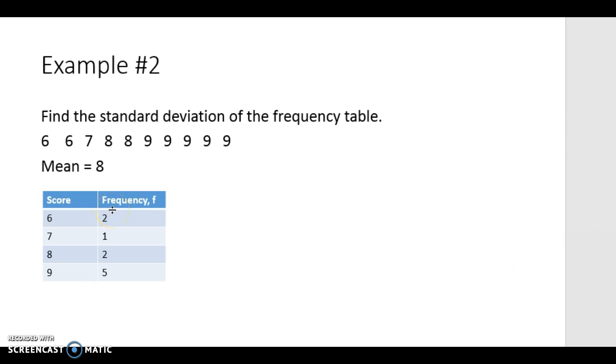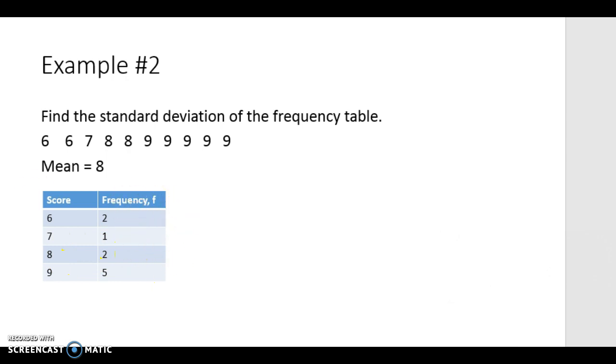Alright, so find the standard deviation of the frequency table. Well, really, what a frequency table does is list each individual value and then tell you how many times that value occurred. So if these are my original values, this is how I would put it on a frequency table. My 6 occurred twice, 7 occurred once, 9 occurred 5 times, and it kind of makes the formula a little bit less work, because I don't have to do all 10 of those operations. I can just do it 4 times, but I have to do the frequency in there.